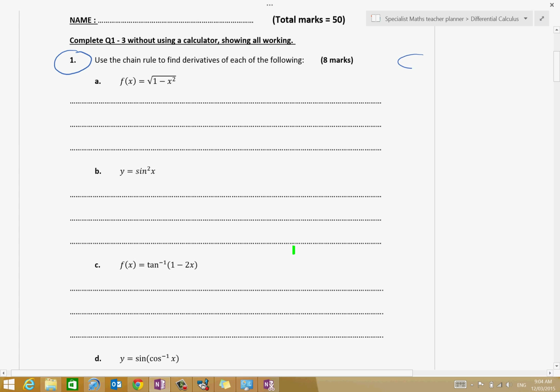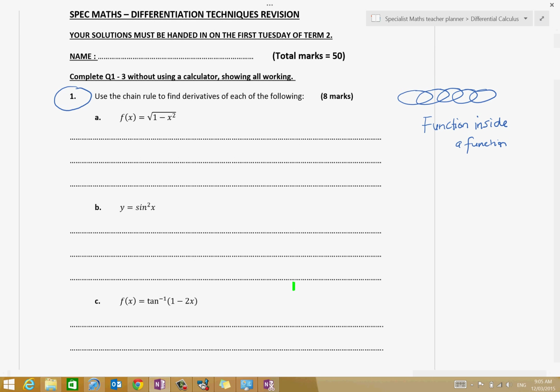Now, first of all, I would like you to think about what a chain is. Okay, we've got all of these links. I want you to think about a function inside a function. Because all of these functions here, we've got a function which is 1 minus x squared, and that function is then being to the power of a half. We've got sine of x, which could be the product rule. That could be equal to sine of x times sine of x, and you can apply the product rule if you like. However, I think the easiest way is application of the chain rule.